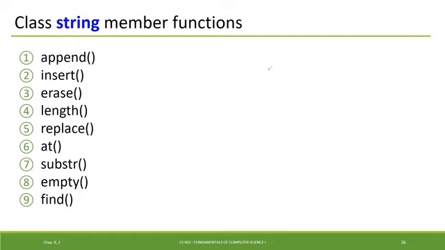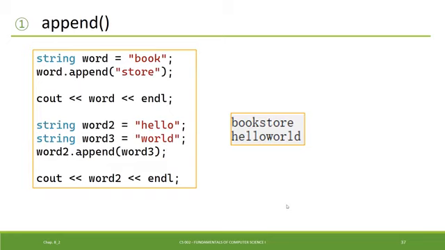Try to understand every single member function of the string. They are all very useful in coding. Let's start from append. Append will append data, so it is concatenate. Before this, I talked about how you can use a plus sign for concatenate. So look at this one, string word book, and you should know how to use it.